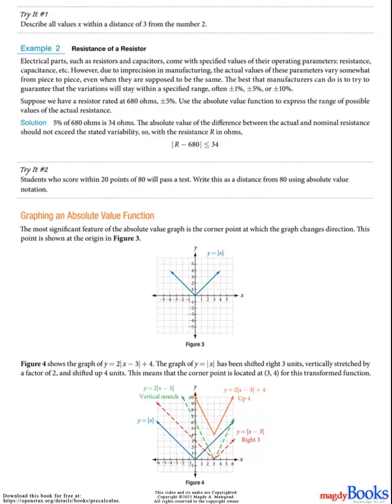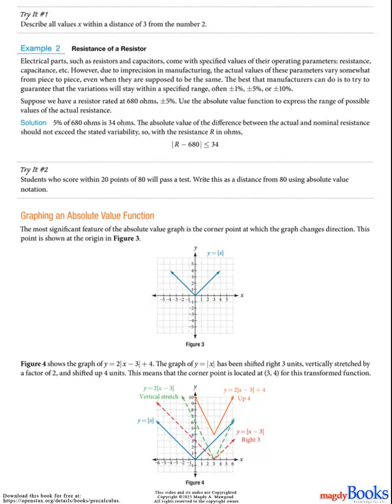1.6.2. Graphing an absolute value function. The most significant feature of the absolute value graph is the corner point at which the graph changes direction. This point is shown at the origin in Figure 3. Figure 3. Y equals the absolute value of x.